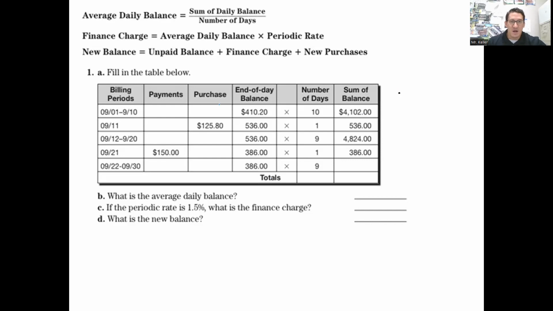Here, look, we made a purchase, so the balance went up, right? Nothing happened for the next 9 days, but then we made a payment on the 21st, so the balance went down. And then for the next 9 days, the balance stays there. So we need to figure out this value here. 386 times 9. Let me get my calculator going. 386 times 9 is 3474.